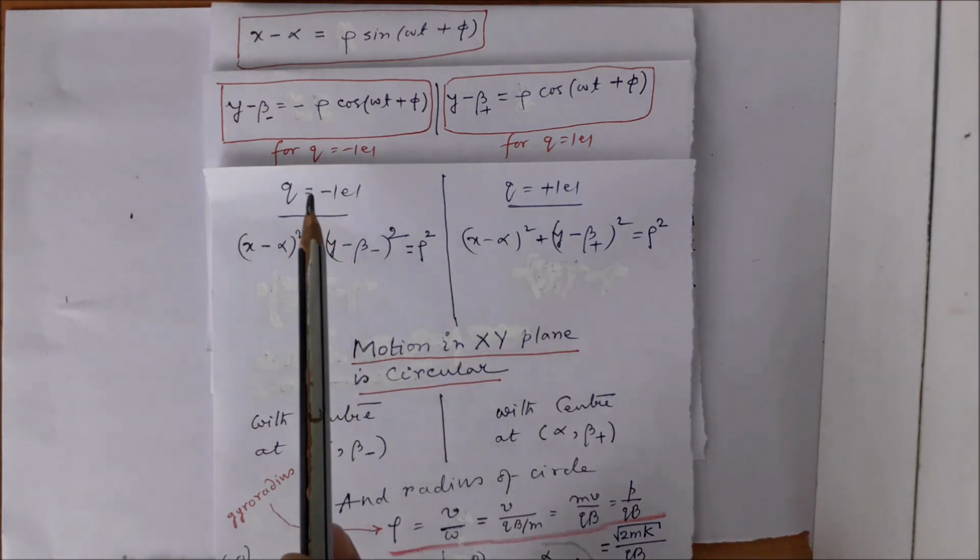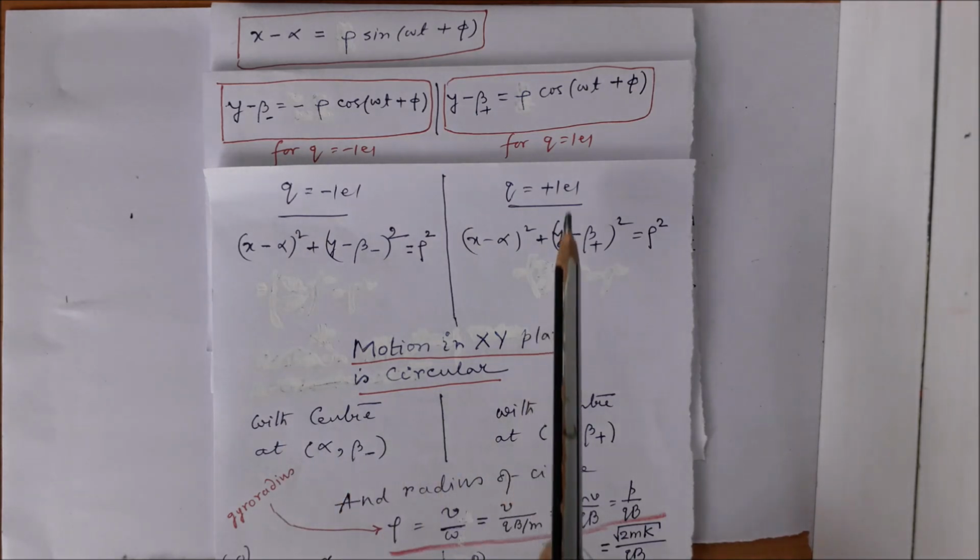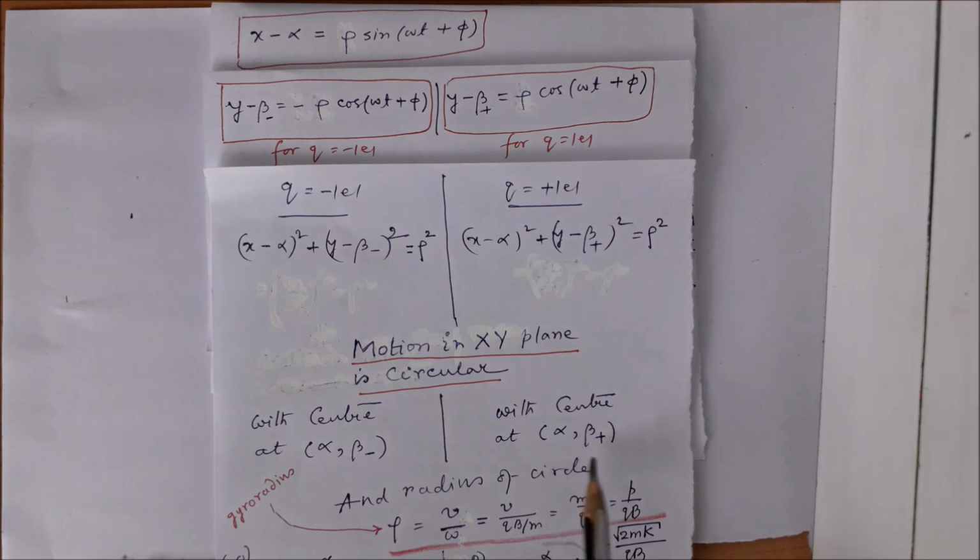For the negatively charged particle, these are the coordinates of the center, and for the positively charged particle, these are the coordinates of the center of the circle. The radius is rho, and this rho can be connected to momentum and kinetic energy through this equation.